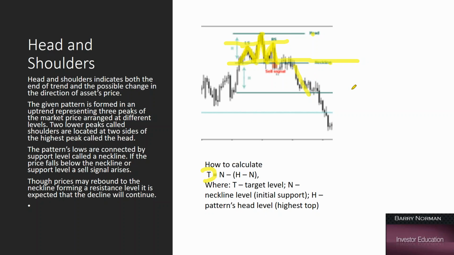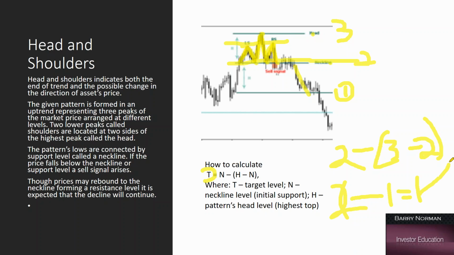So if hypothetically this was at a 1 price, this was at a 2 price, say this was $1, this is $2, and this is $3, we don't know what the target is, but we do know that the neckline was at 2, minus the head, which was at 3, minus the neck, which was at 2. So what do we got? It is 2 minus 3 minus 2, or 1 minus 1. 2 minus 1 equals 1. And what is our target price? Our target price would then be 1.